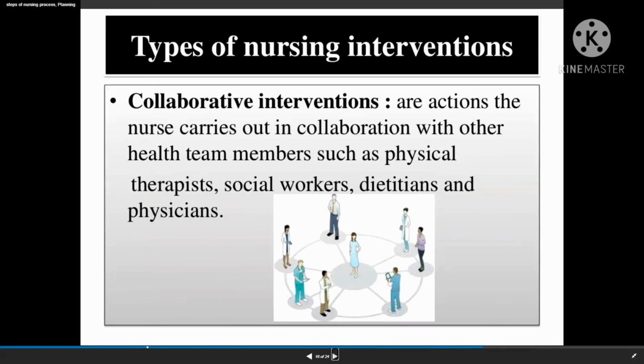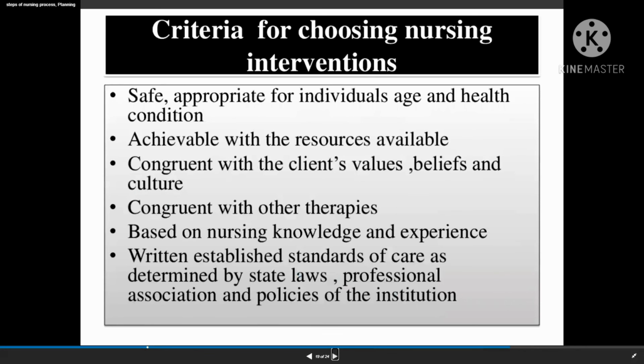Collaborative interventions are the actions the nurse carries out in collaboration with other health team members, such as physical therapists, social workers, dietitians, as well as the physicians.